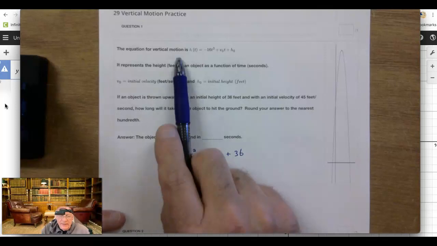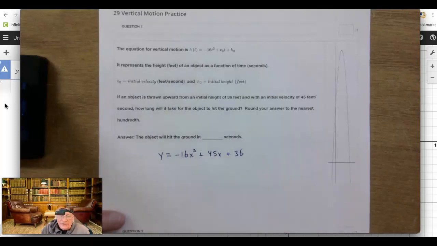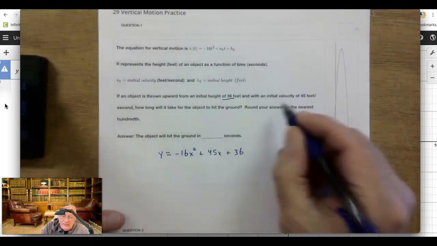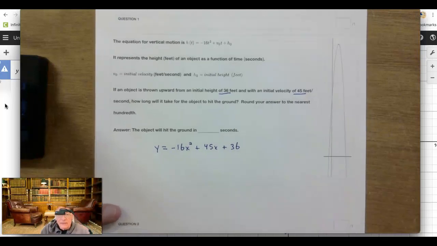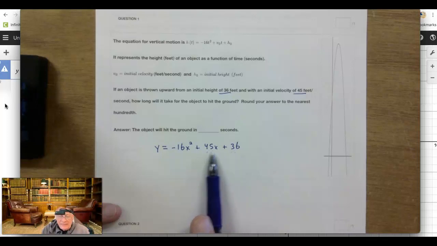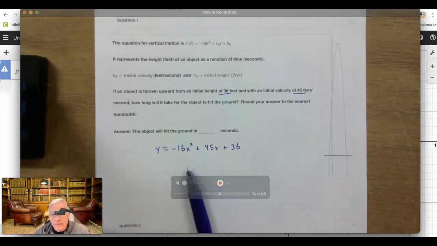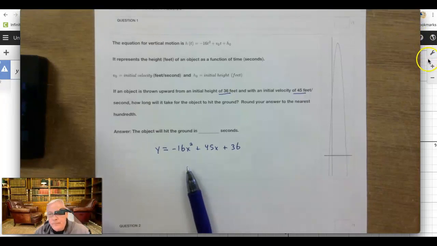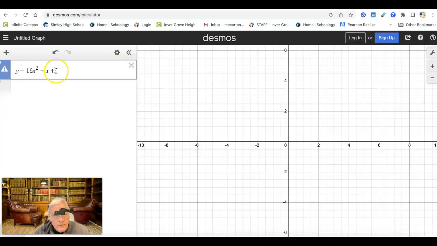All right, the setup here: the equation they give you, and they give you two numbers, the initial height and the initial velocity. So just put the velocity here and the height here, and the velocity times x. Take this right here and put it in Desmos. That's what I'm going to do. So this is 45x, and it's plus 36.